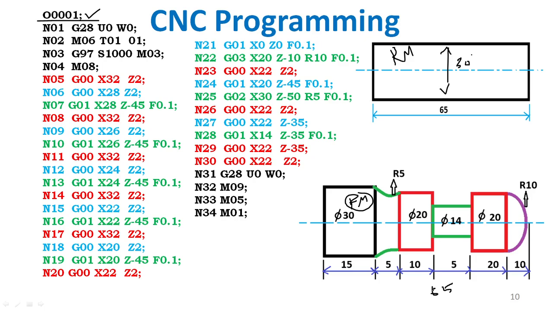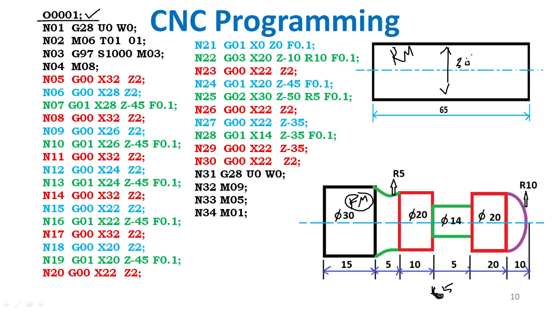No need for the facing operation. Suppose the raw material length is higher than the finished material, then you want to do the finish facing operation. Here the raw material length is 65 and the finished product length is 65, similar one, so no need for the facing operation. So this is the first one, the diameter.